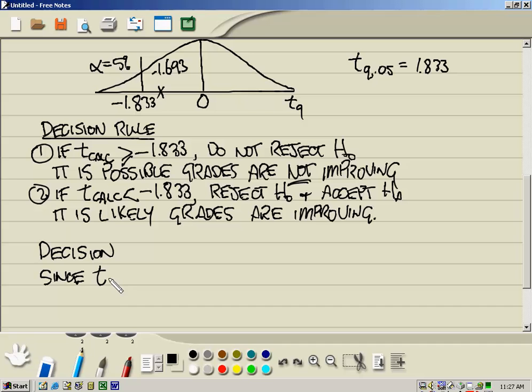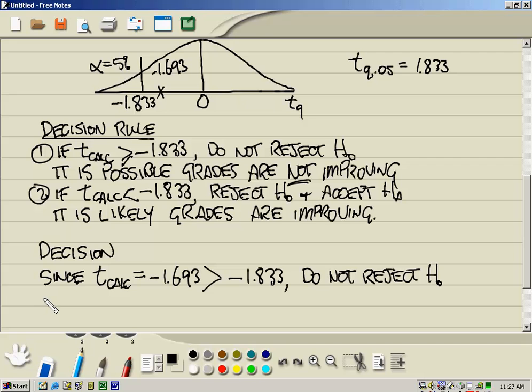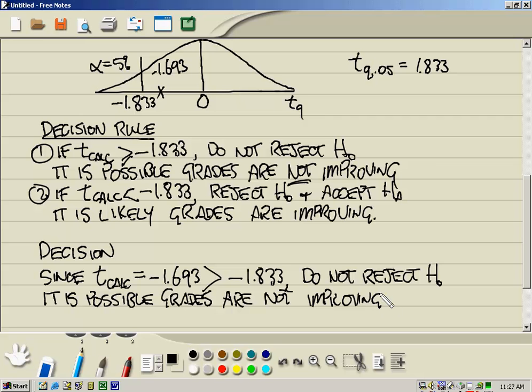Alright, since T-calc is equal to the negative 1.693, which is greater than the negative 1.833, do not reject the null. These two sample averages are too close together to be able to tell what's happening, so it is possible the grades are not improving. And that's the end of that problem.